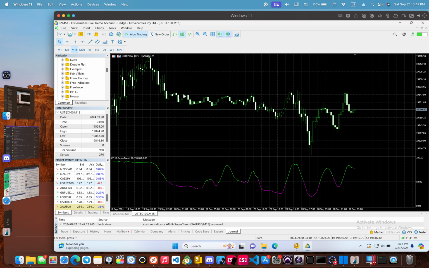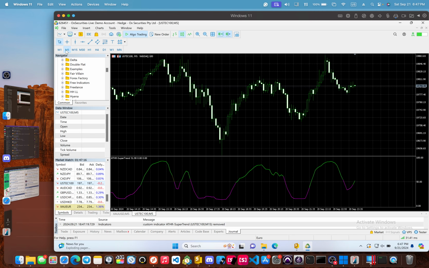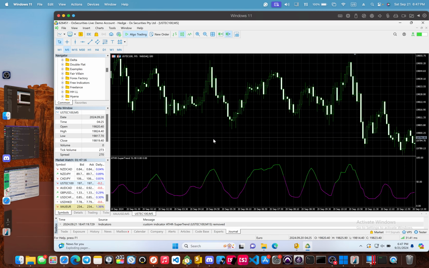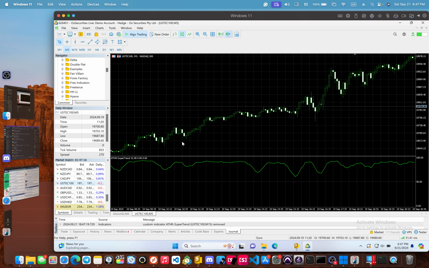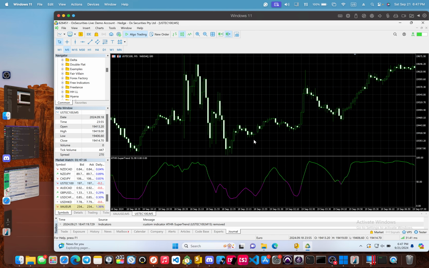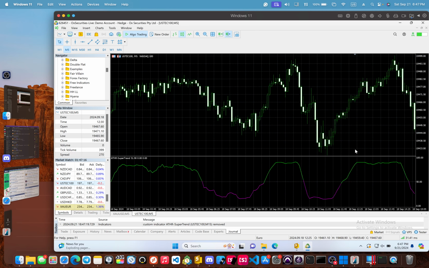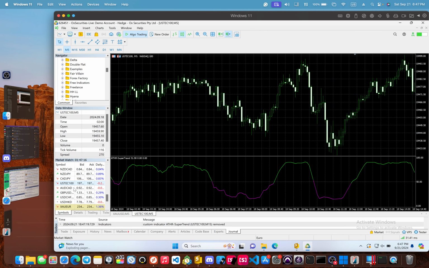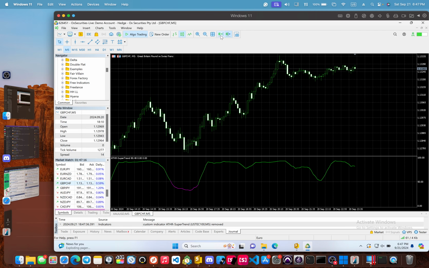Here's an indice. 5 minute. There we go. It does not repaint. Wow, that was a really good trend there. And let's see. Choose a random pair. Sure. GBP CHF.